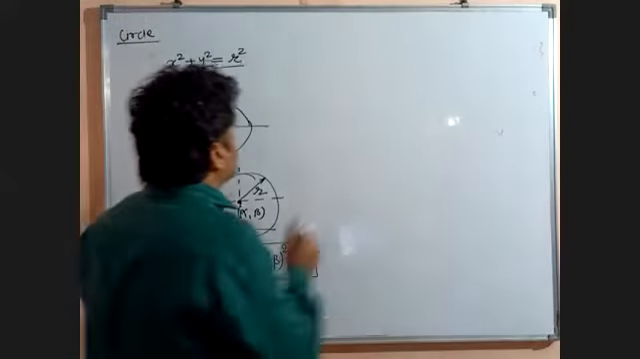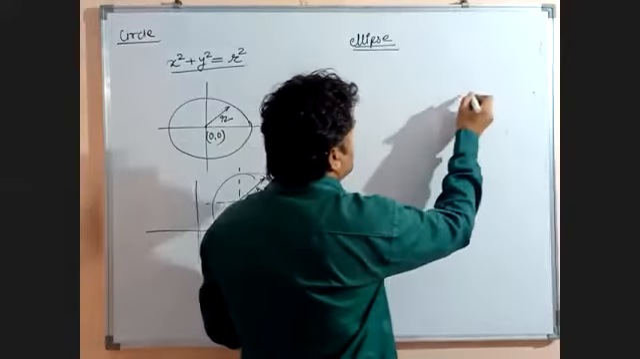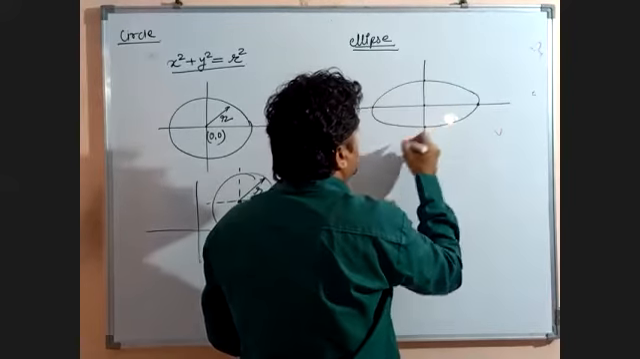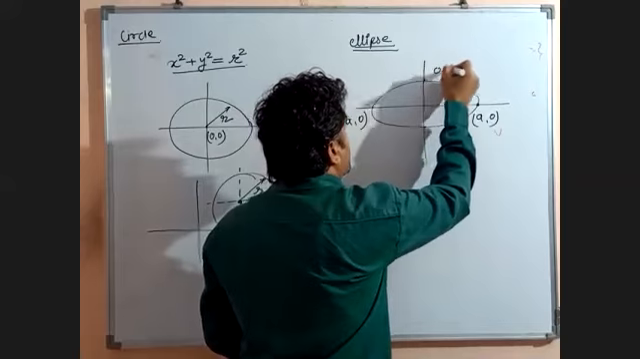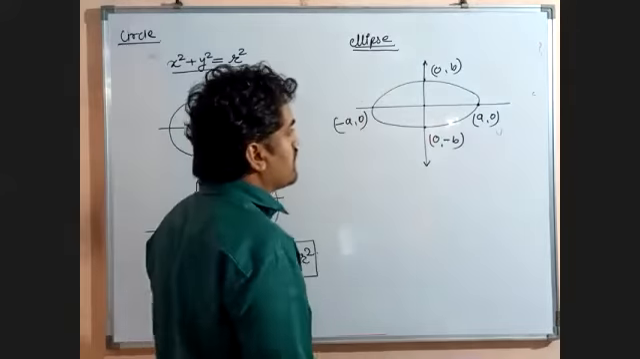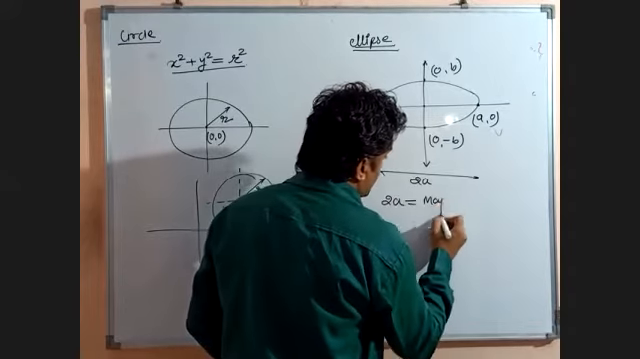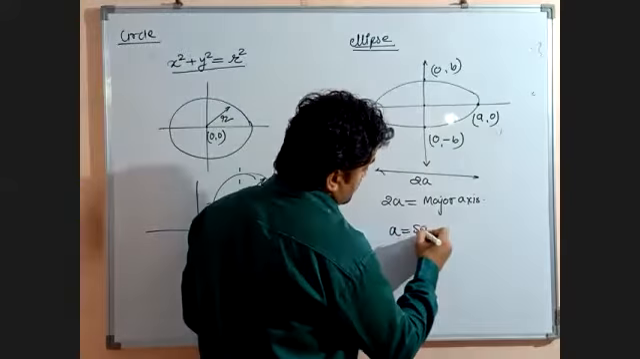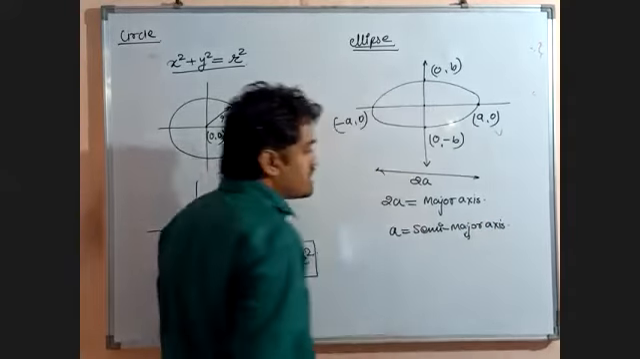Okay, now ellipse. Now ellipse. Ellipse is like that. This coordinate is a comma 0. This coordinate is minus a comma 0. It is 0 comma b, and it is 0 comma minus b. So this is ellipse. Okay, the total length along x-axis, which is equal to 2a, this 2a is called major axis. Okay, so a is called semi major axis.